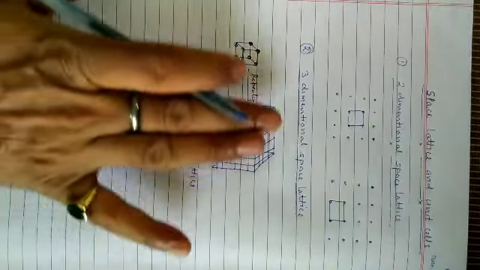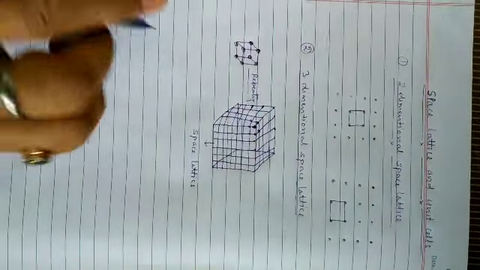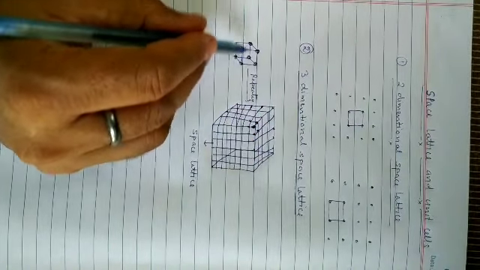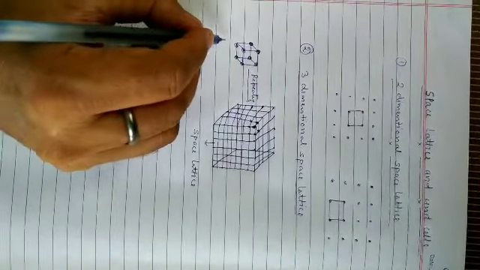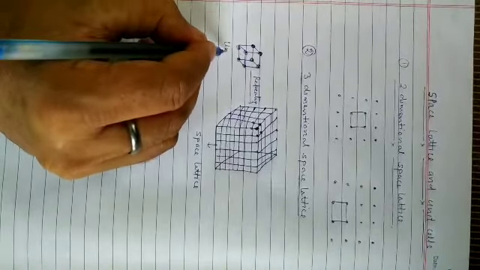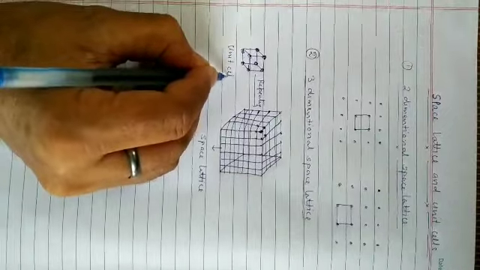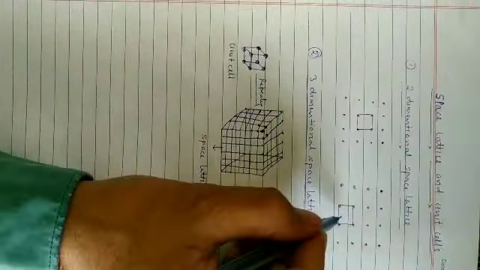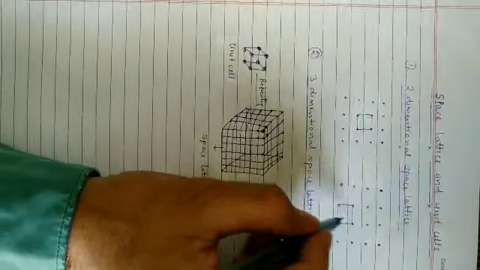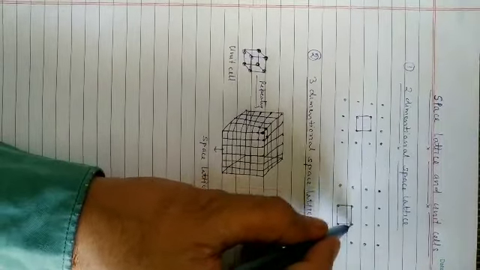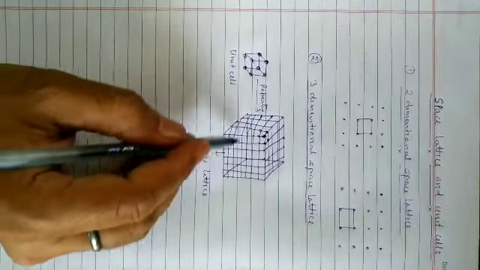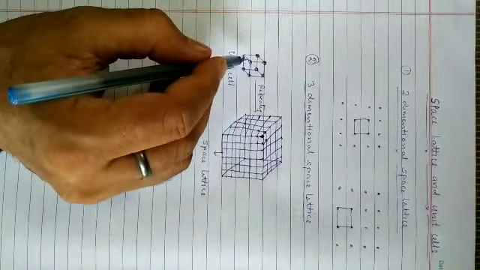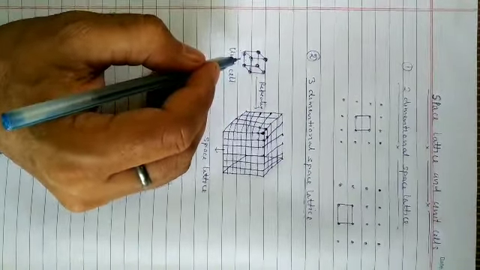Since this whole space lattice is formed by the regular repetition of this three-dimensional group of points, it is called one unit cell. Just as you have seen earlier in 2D lattices that the unit cell is a rectangle or a square, similarly in 3D lattices, each unit cell is, in this case, a cubic unit cell.